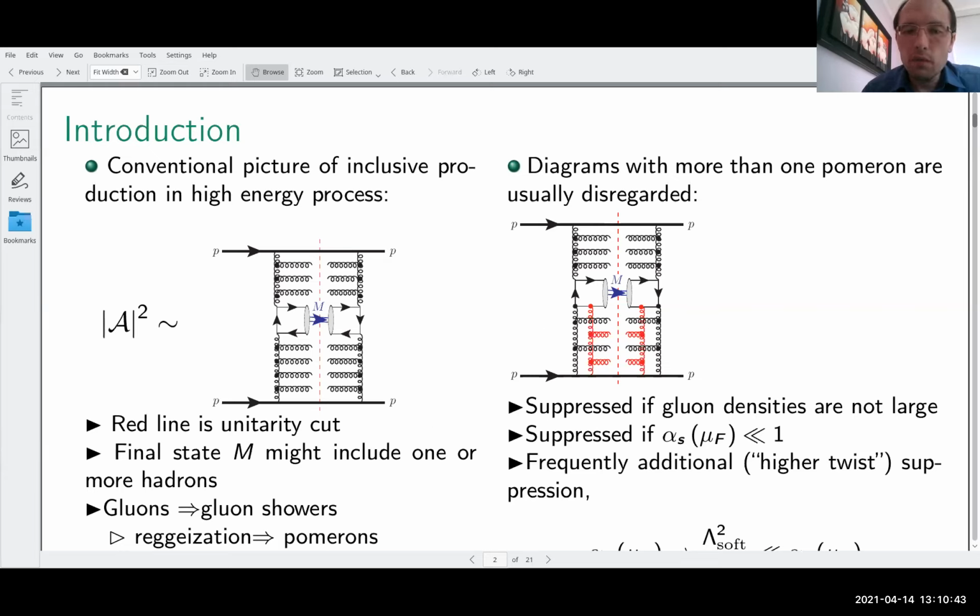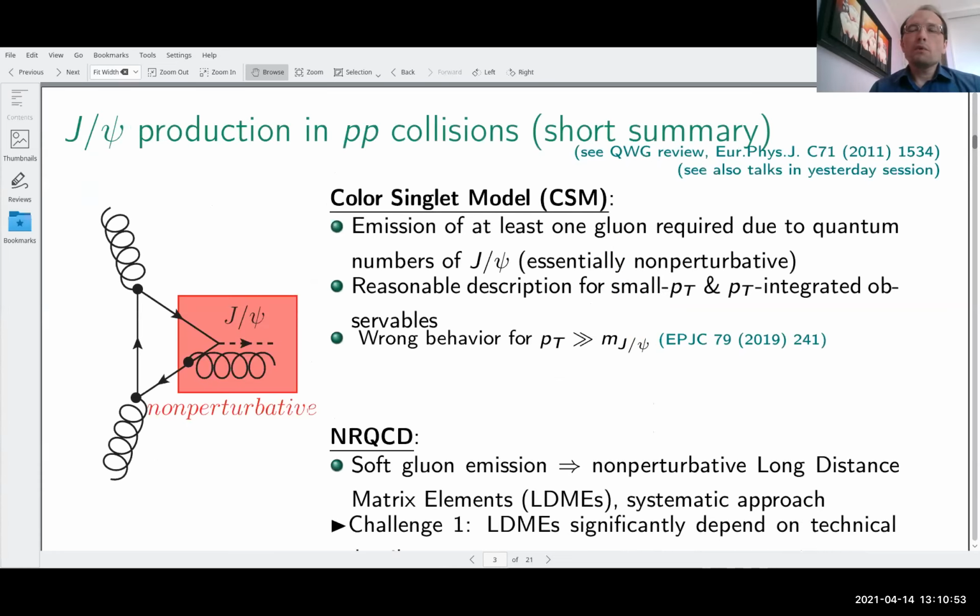For the sake of definiteness, I will consider heavy quarks, and we know that for them, the hard scale is set by the mass of the quark, which is a very large parameter. I will start the discussion with J/psi production. Today, we know that J/psi is produced from 2 pomeron fusion.